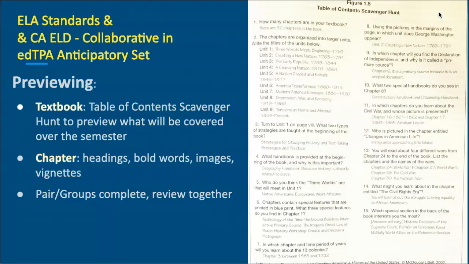I would also probably add a question about the glossary so that students could find where the glossary is, and maybe the index, because that's a really important place to look as well. So I would probably add a few questions about those topics. The book suggests that this is done in pairs or in groups, and then reviewed together. And that's how we get with the standards, the collaborative ELD standards and the ELA standards as well.